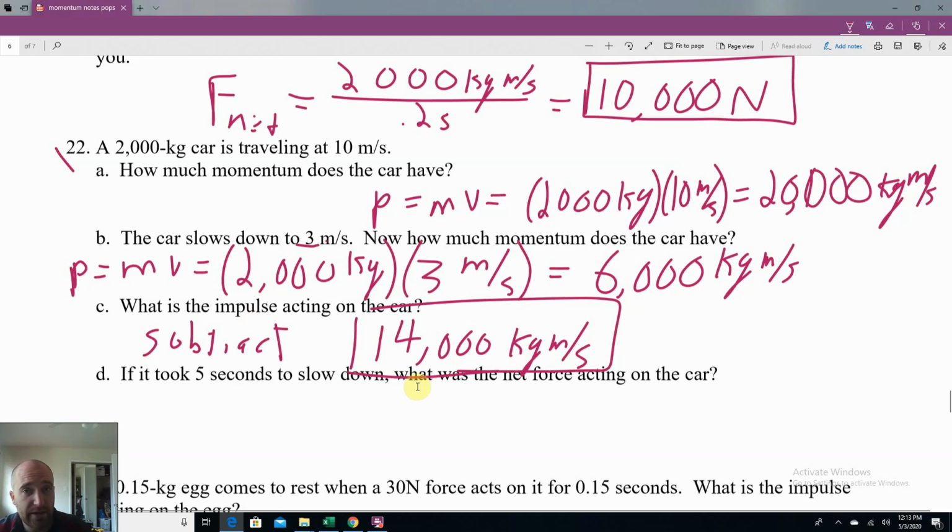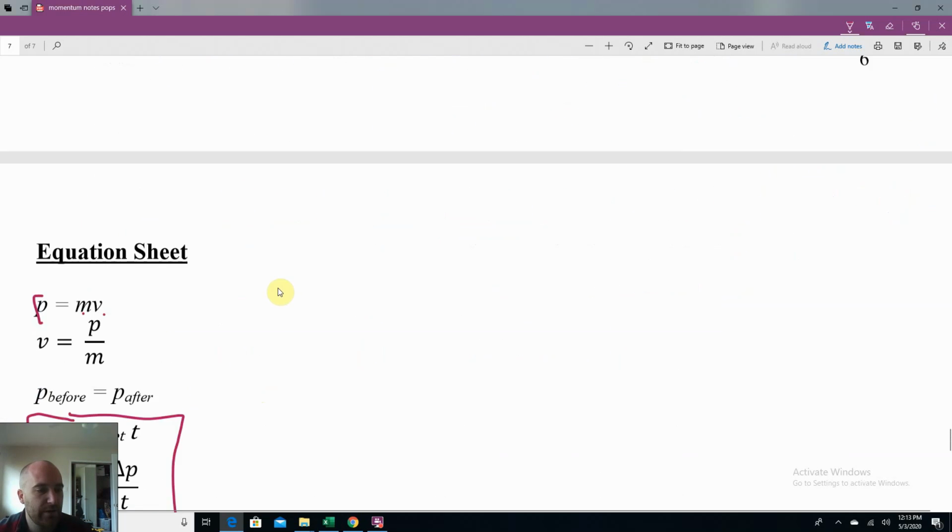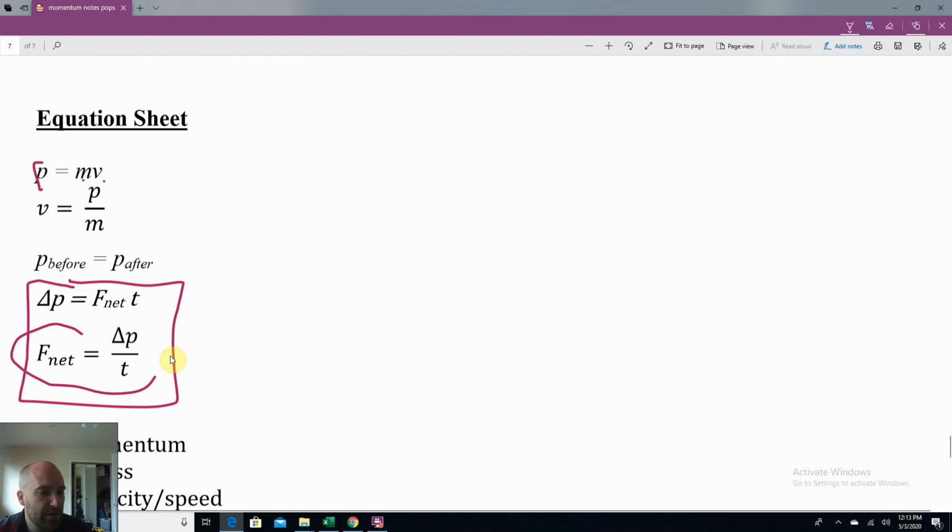So let's now calculate how much force was experienced by the car. It took 5 seconds to slow down. What's the net force on the car? Okay, so we're solving for the net force, right? Let's see if we can find an equation with net force in it. So let's go down to our equations. I think this one's a good fit. Net force equals change in momentum over time.